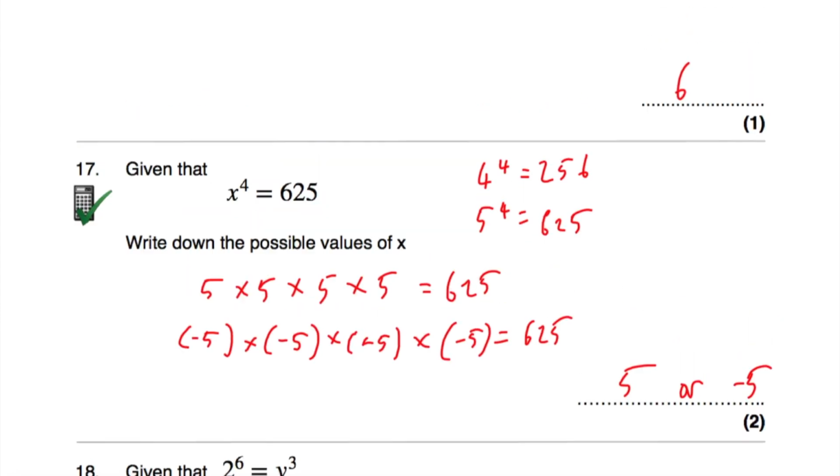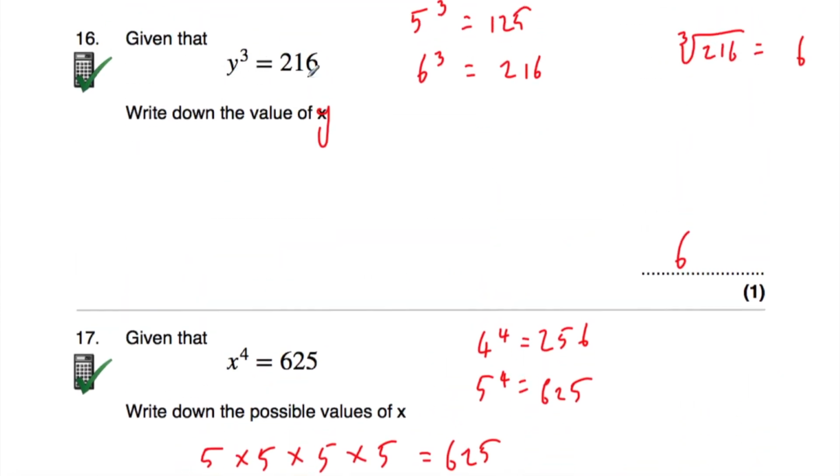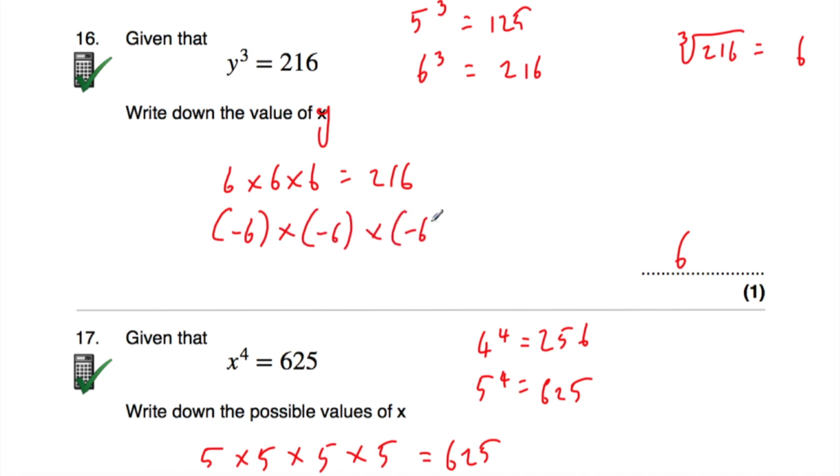Now just go back up to the last one. This one didn't have 2 possible answers, because remember we had 6 times 6 times 6 is equal to 216, but negative 6 times negative 6 times negative 6, we've got a negative times a negative, which is a positive, times a negative, which is a negative. So the answer would be negative 216.